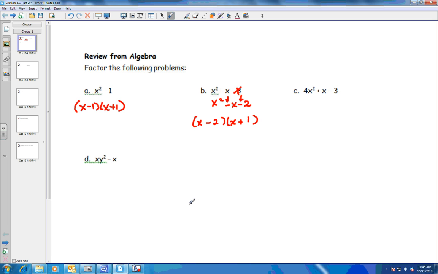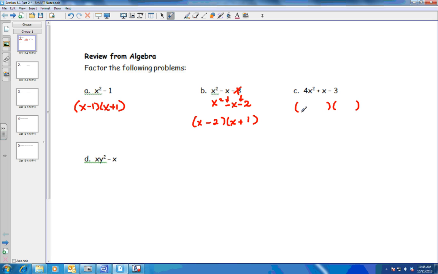Okay. Part C. And first, as I'm doing this, I should always check and make sure I can't factor anything out, that they don't have a common factor. And none of these have had one so far. So on C, I'm going to have my two sets of parentheses. This time it's a 4x, so it could be 2x and 2x or 4x and 1x.